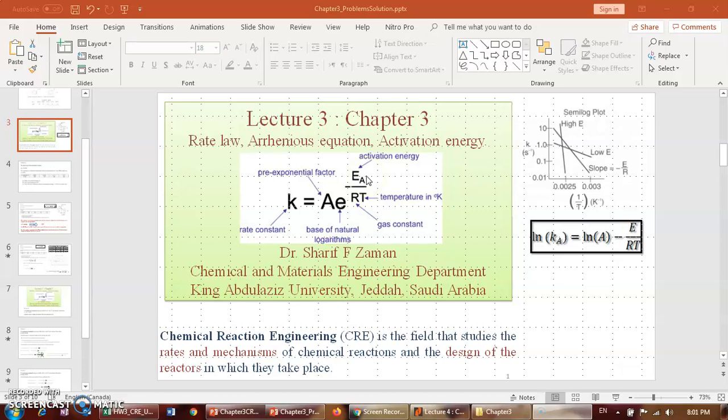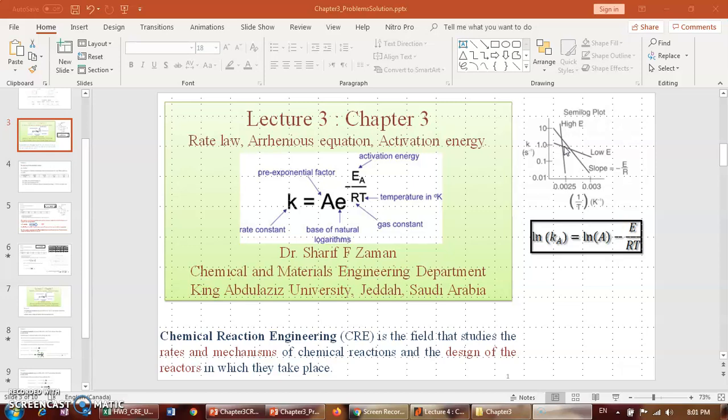And if we take the logarithm, or ln, of this equation, then we have an equation like this: ln k equal to ln A minus EA by RT. And if we plot this in a semi-log plot, ln k versus 1 upon T, we have a straight line with a slope of minus EA by R, and the intercept should be ln A.